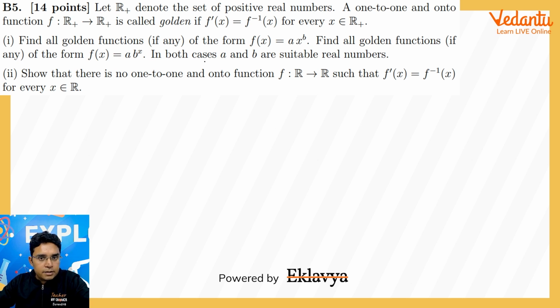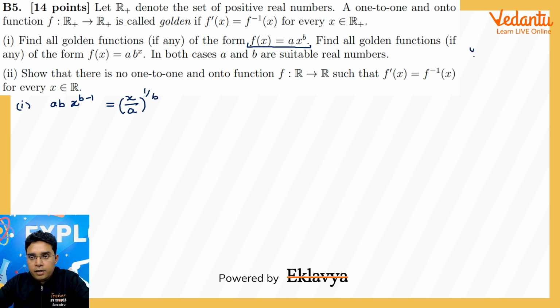In both cases, a and b are suitable real numbers. Show that there is no 1 to 1 and onto function f from R to R such that f dash x is equal to f inverse x for every x belongs to R. So for the first one, the derivative would be a into b into x power b minus 1, whereas its inverse would be (x upon a) whole raised to the power 1 upon b.